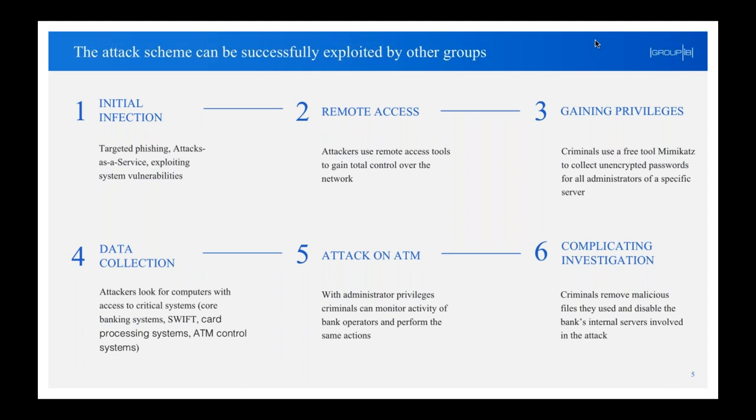The cybercriminal group would look for computers with access to critical systems. In Cobalt's case, this was the ATM control systems, the isolated portion of the bank's networks responsible for the ATM systems. But obviously, through this process and up until this stage, this type of attack methodology can be used for other critical infrastructure within the banks. So it's important to note that it's not only the ATM systems at risk.